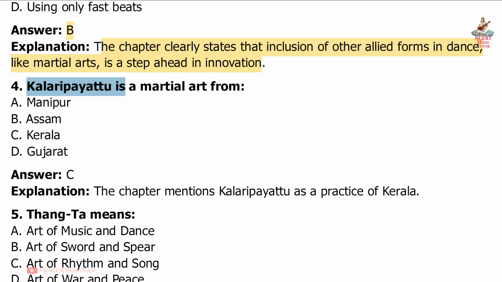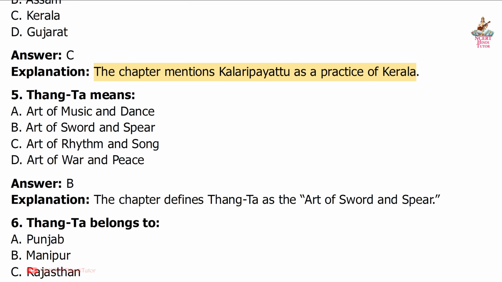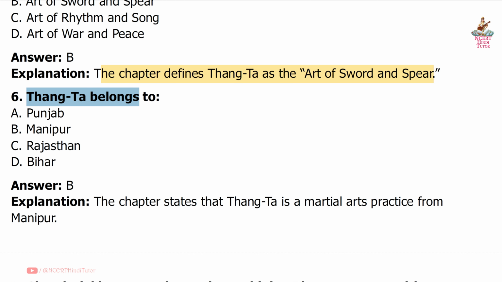4. Kalari Payattu is a martial art form. Answer C. Explanation. The chapter mentions Kalari Payattu as a practice of Kerala. 5. Thang Ta means. Answer B. Explanation. The chapter defines Thang Ta as the art of sword and spear. 6. Thang Ta belongs to. Answer B. Explanation. The chapter states that Thang Ta is a martial arts practice from Manipur.